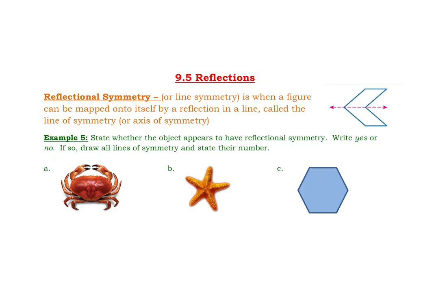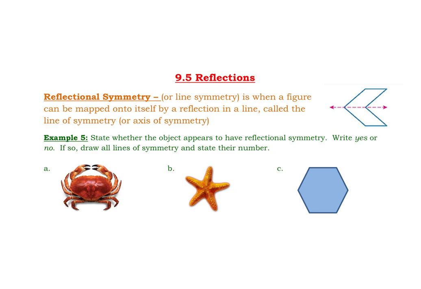So reflectional symmetry, what do you think when you hear the word symmetry? If something's symmetric, it's what? It's the same, it's balanced, right? On both sides. Like if you have a symmetric face, that means your face looks the same on the right side and the left side. Okay, so reflectional symmetry or line of symmetry is when a figure can be mapped onto itself.